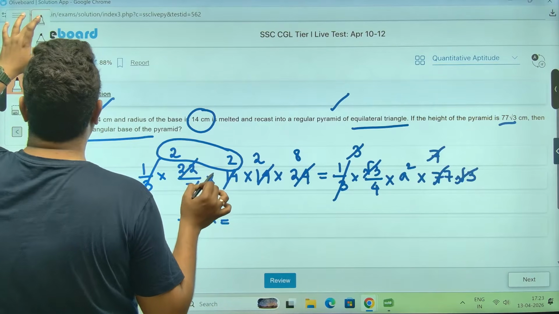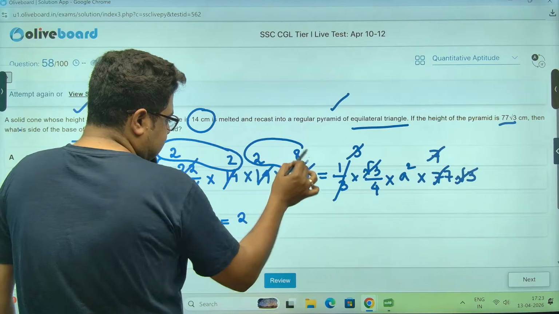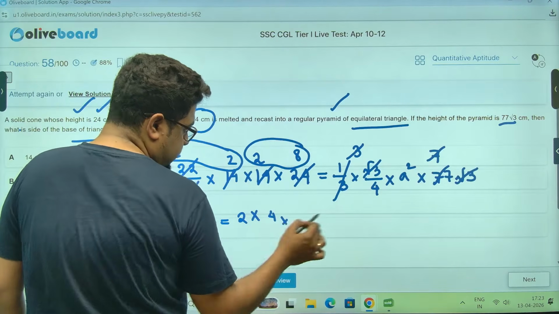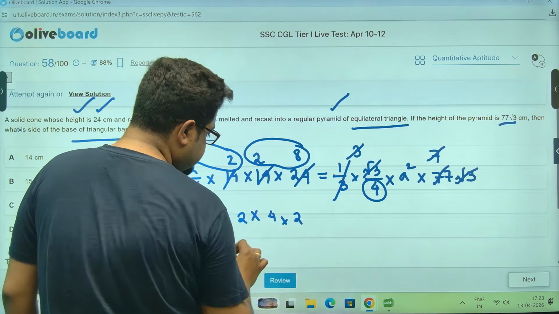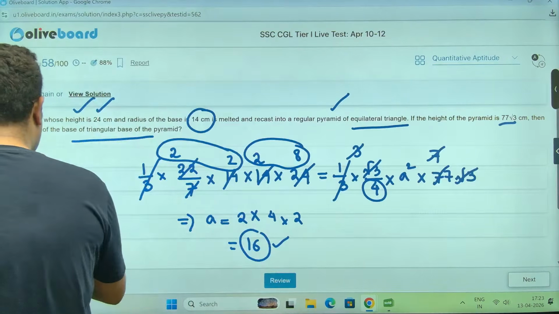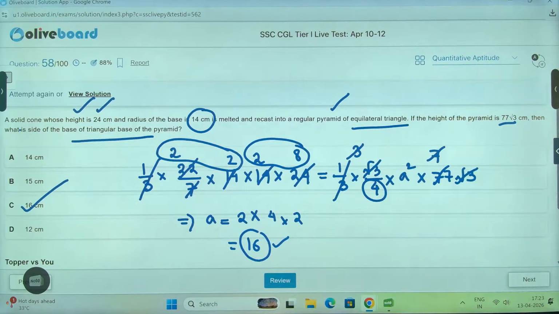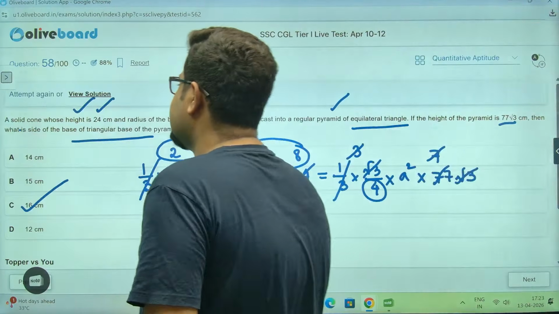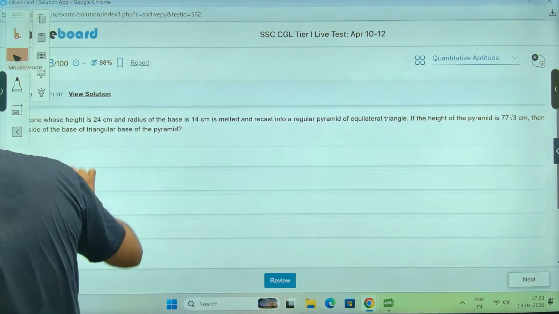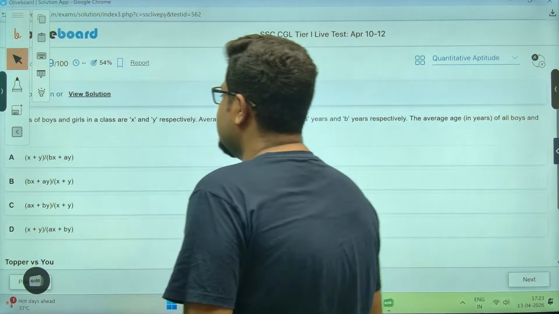So a square is, for these two, I'll not write a square, I'll directly write a. For these two 2's, I'll take 1. 16, sir, I'll take 4. For this 4, I'll take a 2. So 4 4s are 16, sir. That's my answer, option C. So you see, you just put one line of equation and do a little bit of calculation. That was all that was required, sir. Next one, sir.